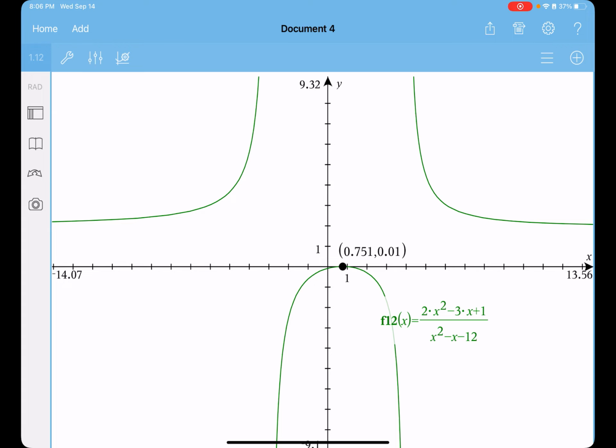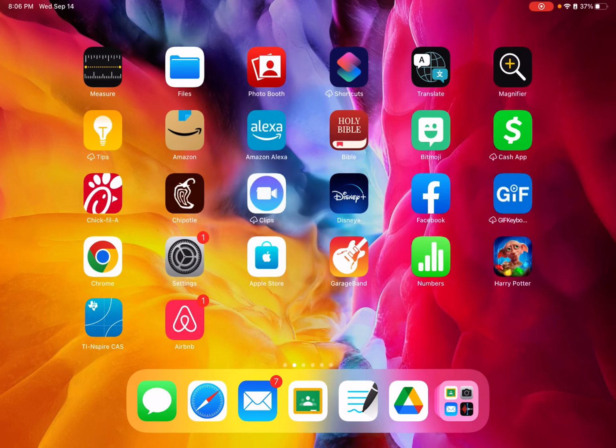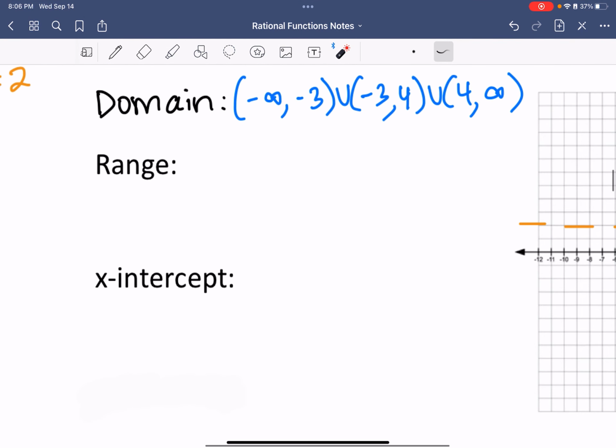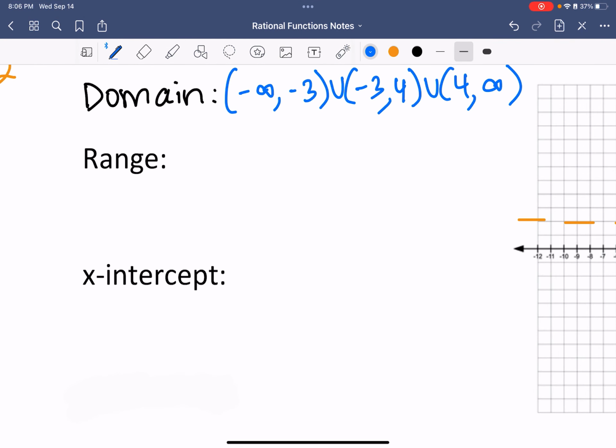So notice that this graph goes from negative infinity to 0.01, but it doesn't start again until the horizontal asymptote, which we said was at y equals 2. So between 0 and 2, there is no graph, there is no function. So we do have to skip that when we write our range. So the range here, again, was negative infinity to that y value, which was 0.01.